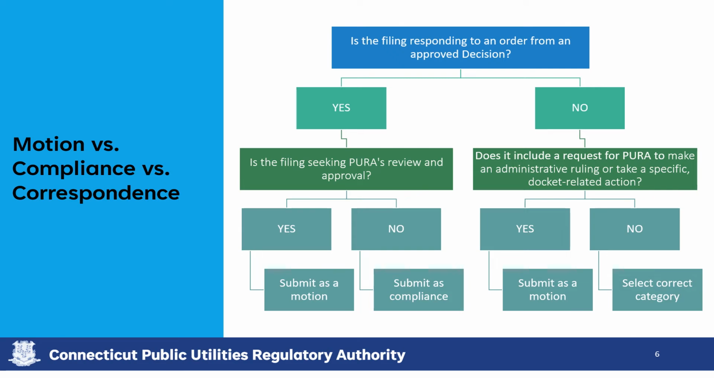We can use this decision tree to address a specific example where a party is deciding if they should submit a document as compliance with an order from an approved decision or as a motion. Once again, we ask the question, does the document include an administrative or procedural request for PURA to take action? If a document is being submitted to satisfy a compliance item and requires the authority's review and approval, then that is a motion. It is requesting that the authority review and approve the compliance item. If not, then it is simply compliance.